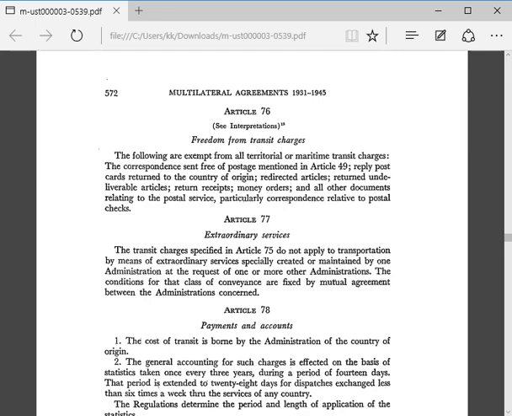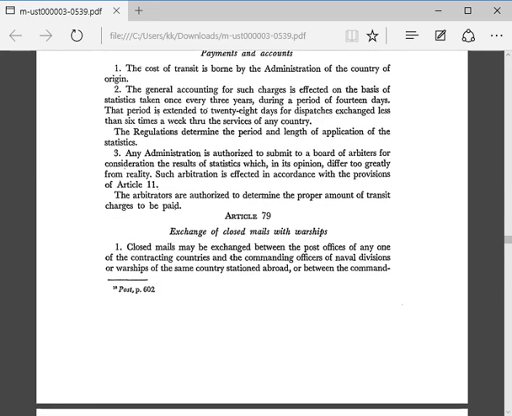Article 78. Payments and accounts. The cost of transit is borne by the administration of the country of origin. The general accounting for such charges is effected on the basis of statistics taken once every 3 years during a period of 14 days. That period is extended to 28 days for dispatches exchanged less than 6 times a week through the services of any country. The regulations determine the period and length of the application of the statistics.